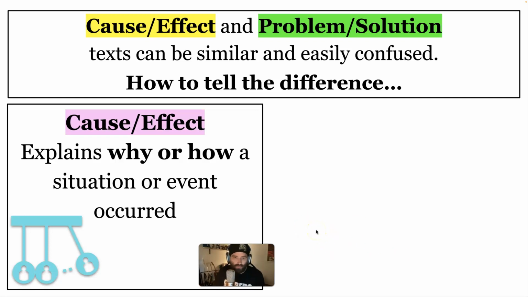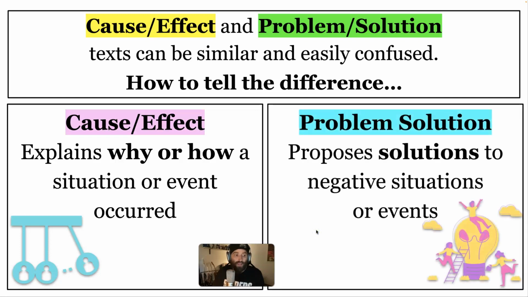There is no solution provided here. We are just telling you, hey, the effect of too much single-use plastic items in the world is pollution. Now, the solution to that we've already talked about, right, is different ways to stop this problem from continuing. So, problem and solution proposes solutions to negative situations or events. So it's just something to keep in mind.